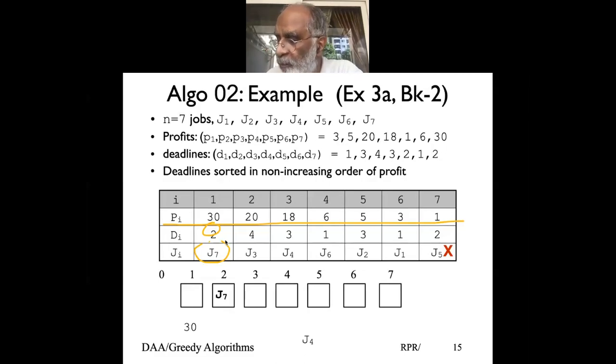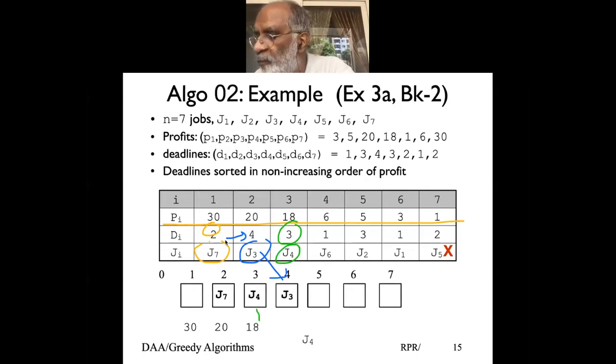Look at my next job. Next job is J3 with a deadline of 4. So schedule the job into slot 4, and I'm fine. My profit becomes 30 plus 20. Now my next job is J4, with a deadline of 3. Slot 3 is free. Schedule it. And in the same way, I can do J6, and I'm fine.